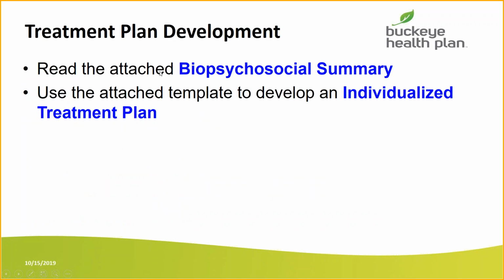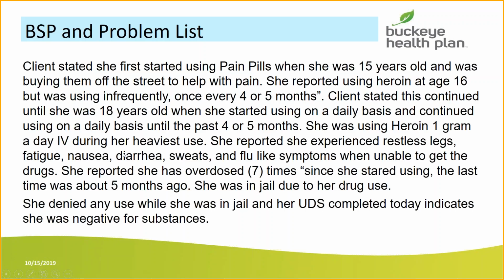So what I'd like you to do next, and we are trending down towards the end, I want you to read this attached biopsychosocial summary I'm going to show you. And then we're going to take that information from that biopsychosocial summary, and then we're going to develop an individualized treatment plan. So take a moment, I'll give you 3 minutes to read this through, and pick out the areas that you would suspect would be important in developing the problem list for this patient.